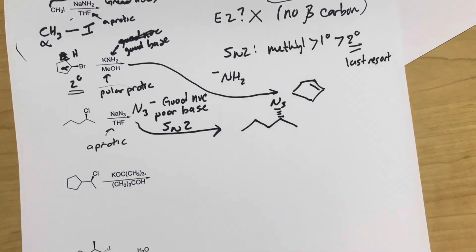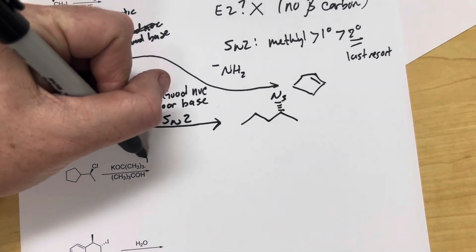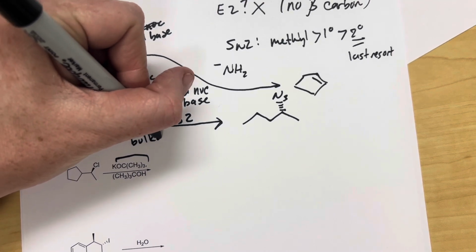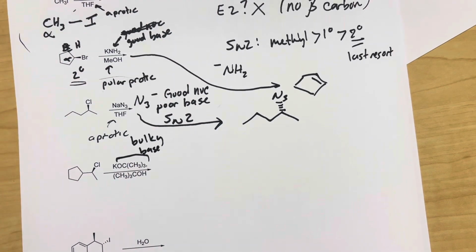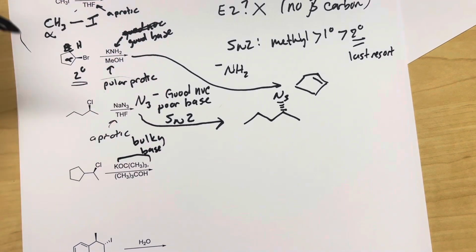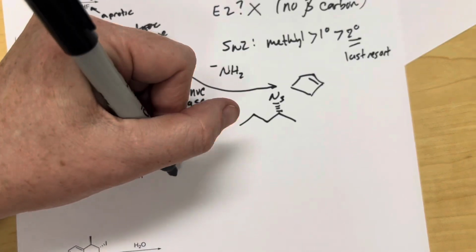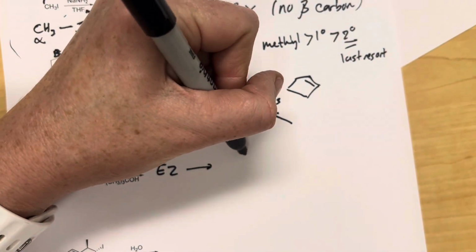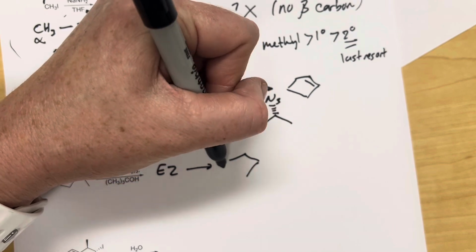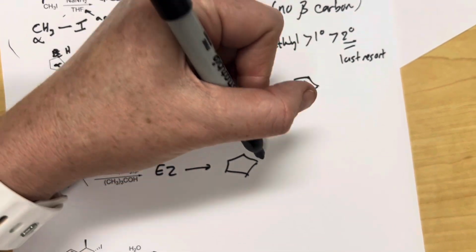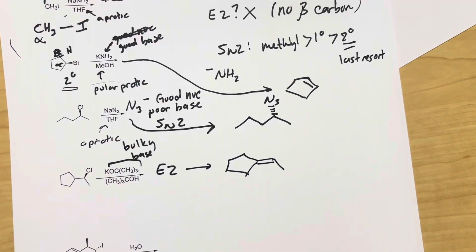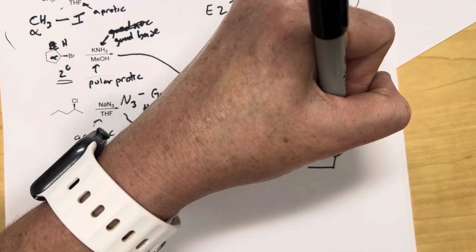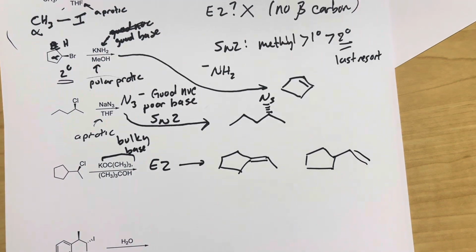All right, next, one of my favorites, because this is so recognizable now. Hopefully you see it and you're like, dude, that's a bulky base. It's a poor nuke because it's bulky, but it's a great base. And anytime you see this, you're just going to think E2. So this will occur via E2, and you're going to get that as a major product, and that as a minor product.